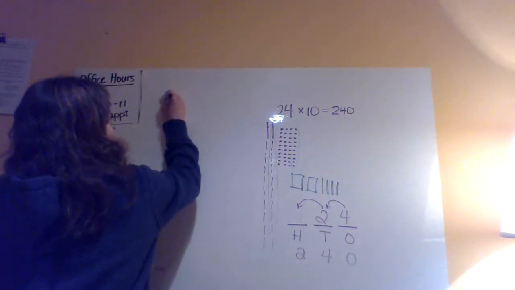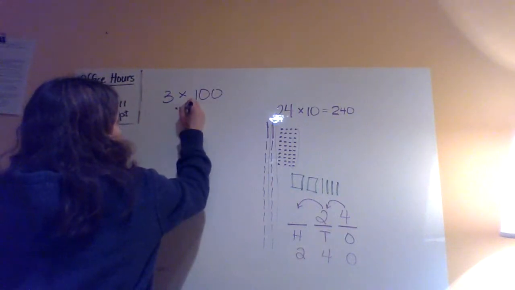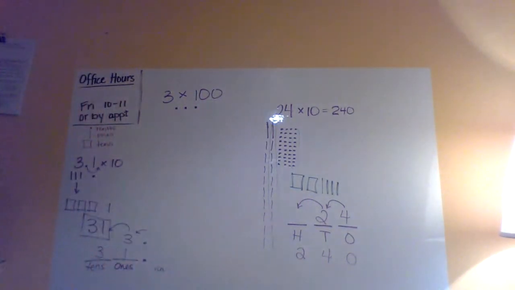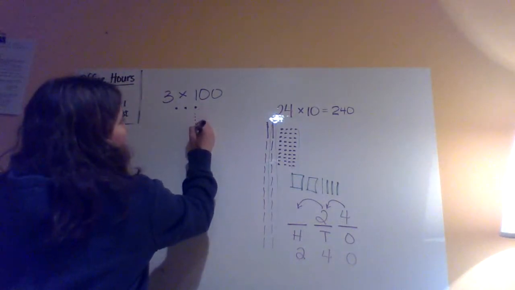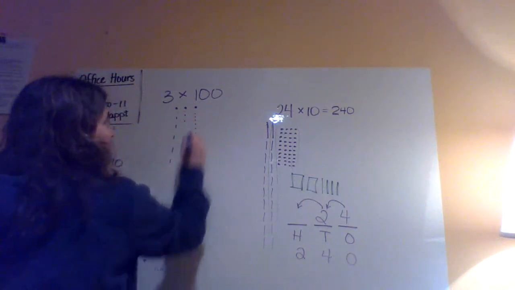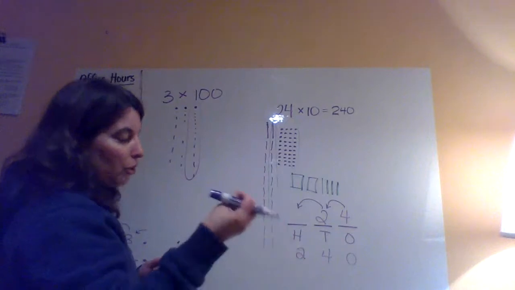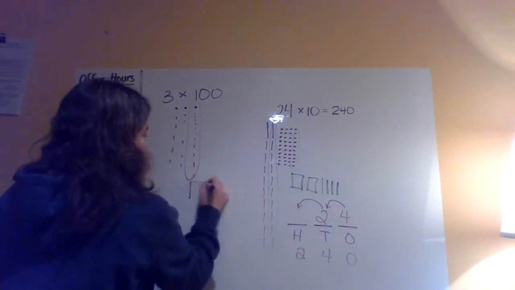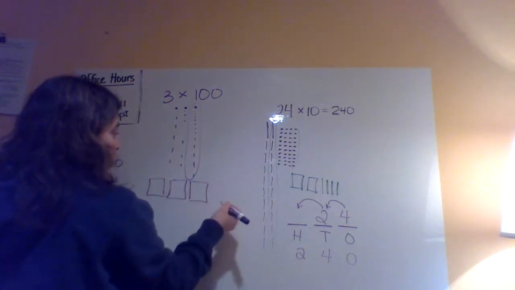So if I have 3 times 100 now, okay, visually, I have my 3. Now I'm going to multiply by 100. Don't worry, I'm not going to write out 100 dots. But basically here I have 100 dots there, 100 dots there, 100 dots there. Each of these, if I'm thinking about my orange cubes, rods, flats, each of these now becomes a flat. So we can see that it's going to be 300, okay?